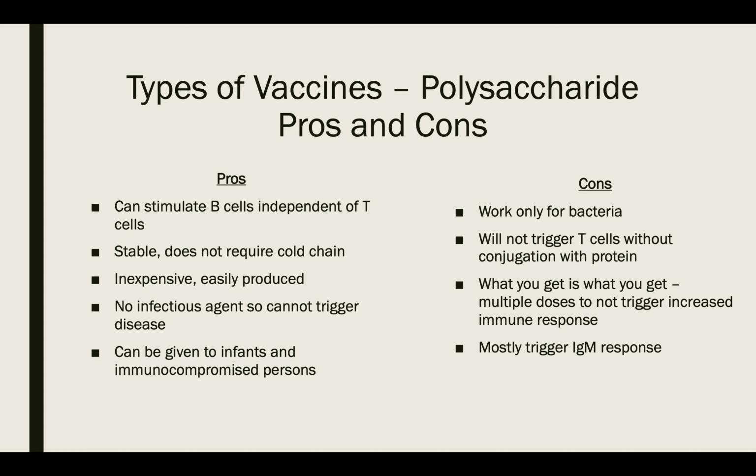So cons, they only work for bacteria. They don't trigger T cells unless they're conjugated with a protein. Basically what you get is what you get. So whatever immune response you get on that first dose of vaccine is the immune response you're going to get no matter how many other doses you receive. And they're mostly triggering an IgM response, which is a weak antibody. So IgG is the good, powerful antibody, and these are mostly going to have IgM.